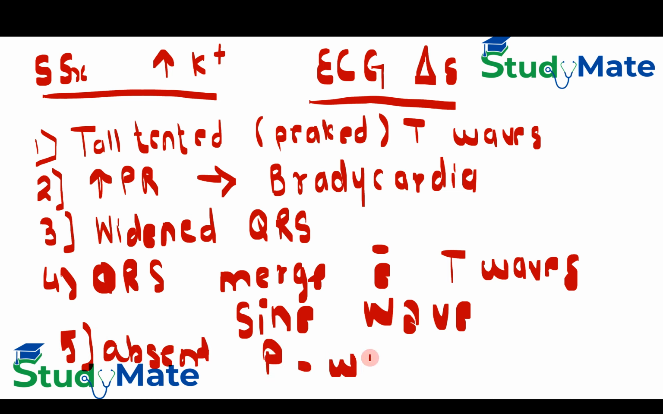This slide, the things that I have written are very important, and these have been asked multiple times in different MCQs. Tall tented T waves will be the first sign. Later on, if you increase potassium more, there will be increased PR interval that will signify bradycardia. Then further increment will lead to widened QRS complex such that it may merge with T waves and produce sine waves. These are very important.